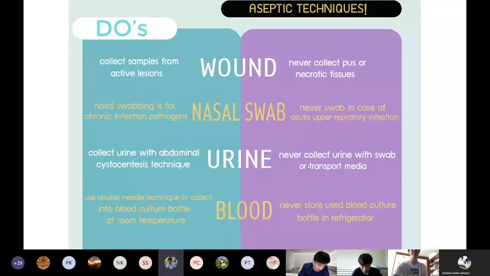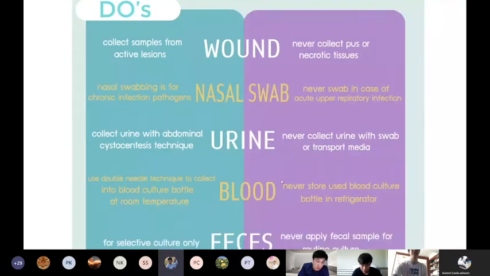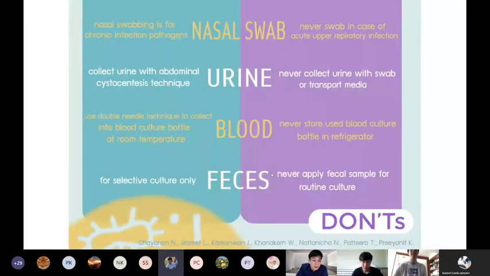Okay, the next one I would like to talk about is urine. The special thing about urine samples and blood samples, which I will talk about next, is that they are samples from a sterile environment. So it's important that we don't have contamination. Yes, okay, so I would like to talk about the urine sample first.